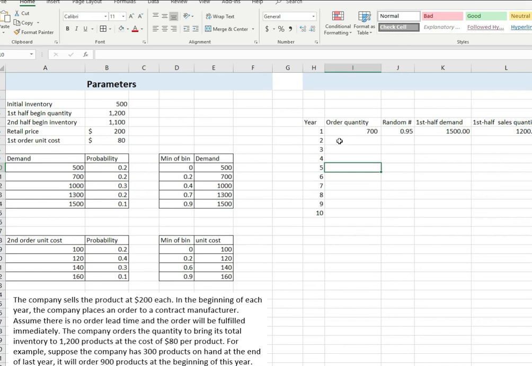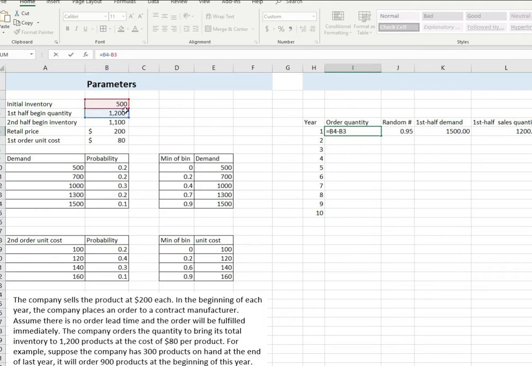Now let's move on to year two. Okay, so the rule of thumb is you try to recycle the formula from previous year as much as possible. So let's look at the formula here. Can we recycle the formula from year one for order quantity?